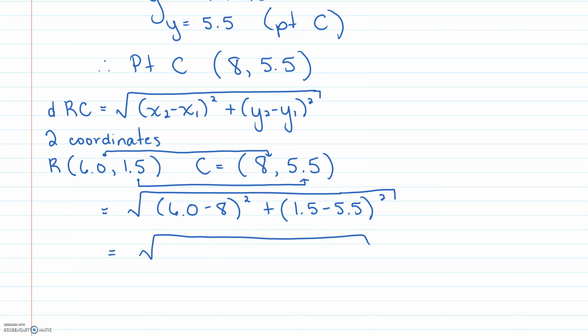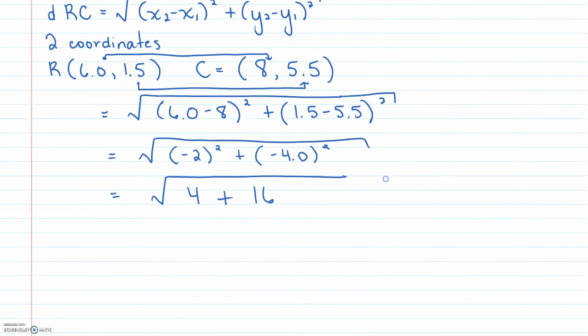Okay, if we do the work, 6 minus 8 is negative 2. Don't forget to keep the bracket. 1.5 minus 5.5, sorry, is negative 4, squared. Okay, now when you square a negative, it becomes positive. This is why it's important to keep the bracket, because if the bracket wasn't there, you wouldn't be doing negative 2 times negative 2. Negative 4 times negative 4 is positive 16. So this gives me the square root of 20.